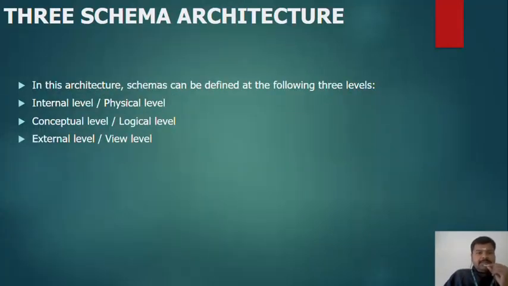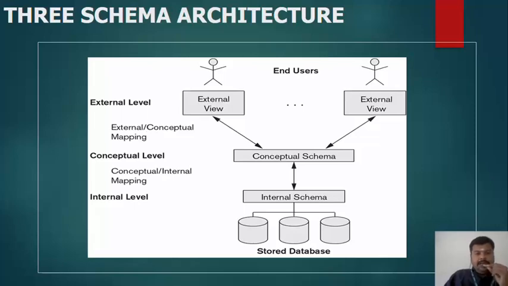In this architecture, the schemas are defined at three levels. We already know physical, logical, and subschema levels, which are different views of the database, so we call it the view level. We will replace these with other names: internal level, conceptual level, and external level. Here you can see how the database schemas can be fitted. The first, internal level, consists of the stored database.